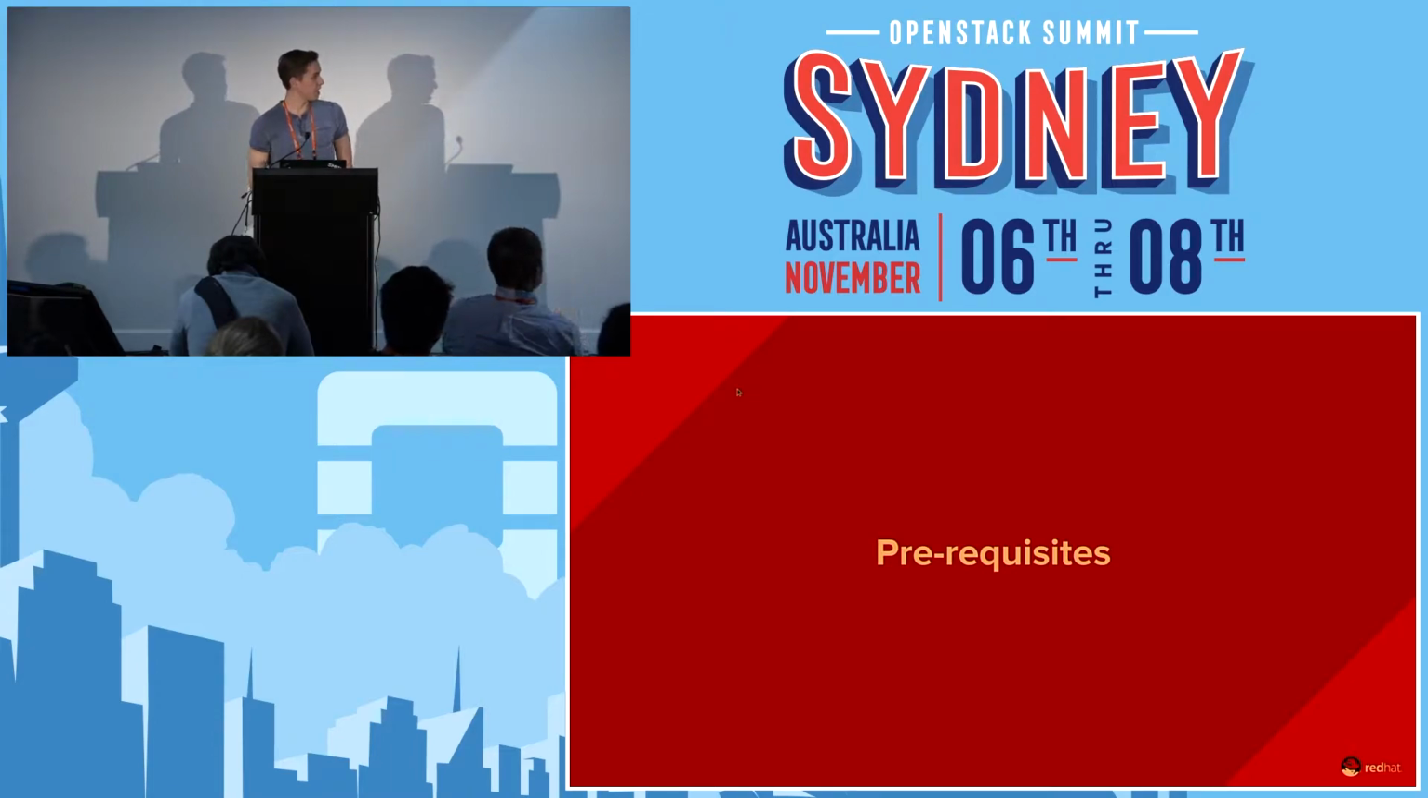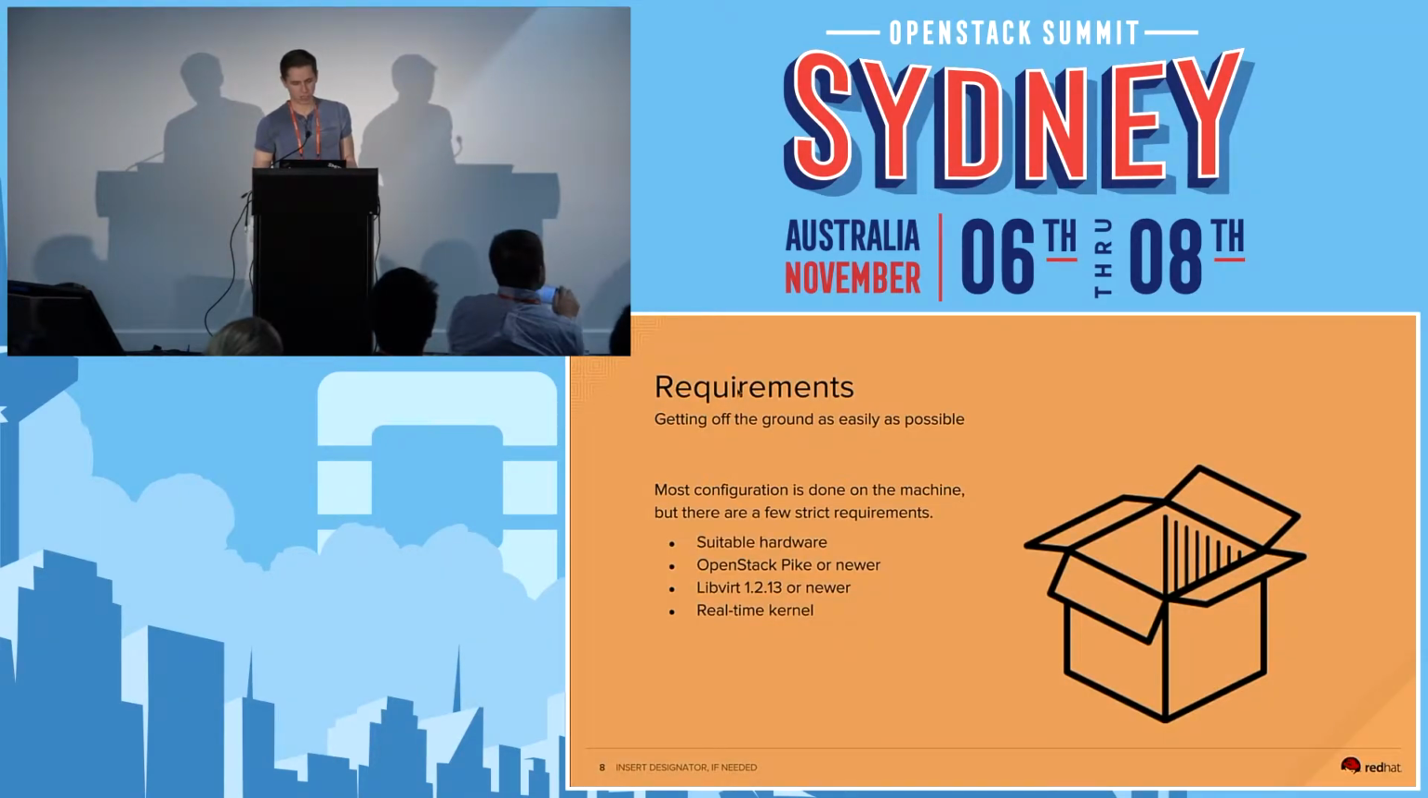So, prerequisites. The way I've structured this is I want to give a little example of how you'd actually go about using real-time in the cloud and let people take it from there. So things that you're going to need if you actually want to build your first real-time cloud: you need a recent version of Pike, and hardware that's capable of running that. This is probably going to be a standard Intel x86 server with enough RAM and decent enough CPU and power. You're also going to need a recent version of libvirt and a recent version of QEMU, and naturally enough, you're going to need access to real-time kernel sources.